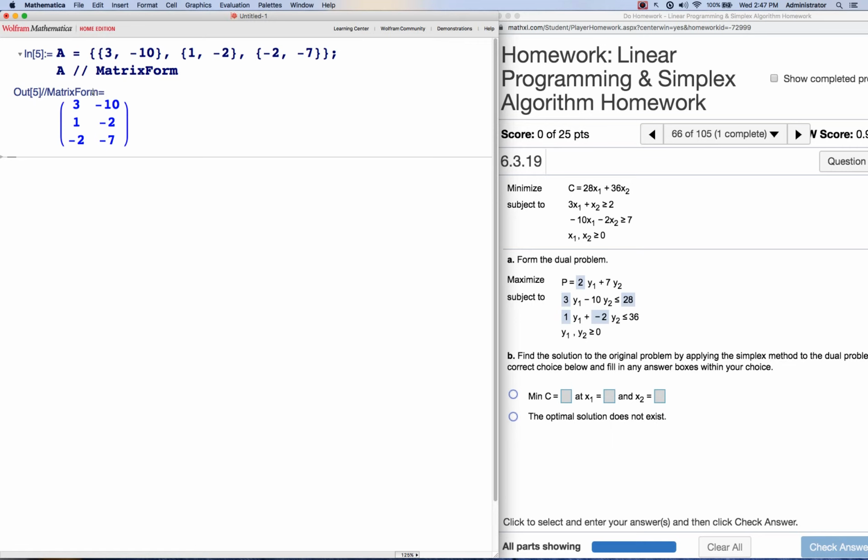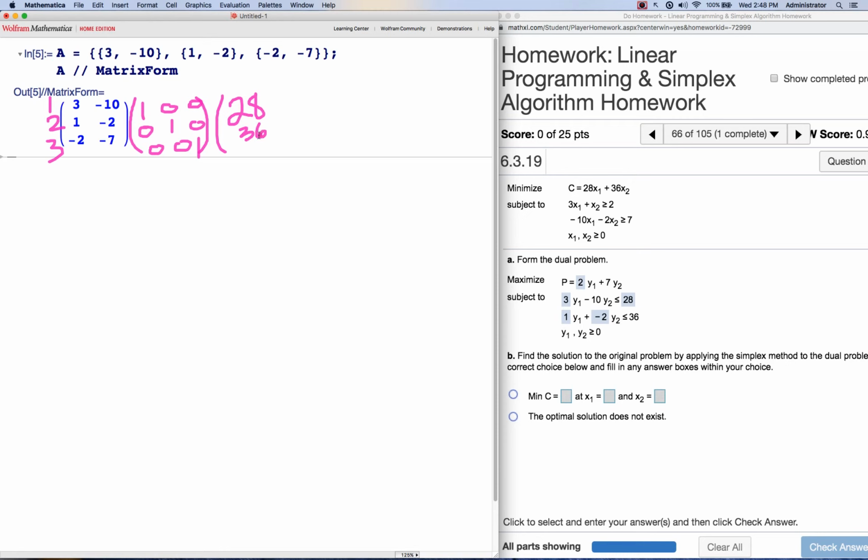Okay, so this matrix has 3 rows. This is row 1, this is row 2, this is row 3, which means I need to augment this matrix with a 3 by 3 identity matrix, which looks like this. And then I need to also include those resource values. So that's going to be 28 and then 36.